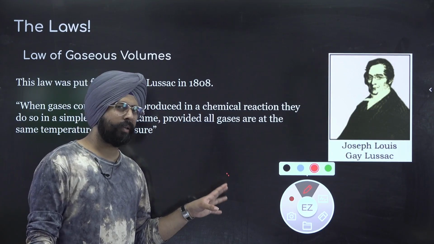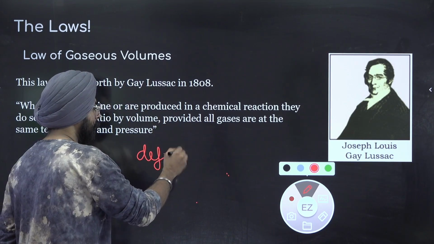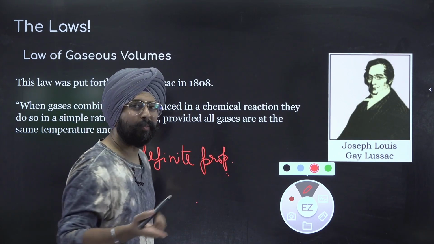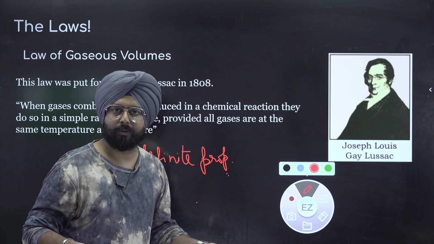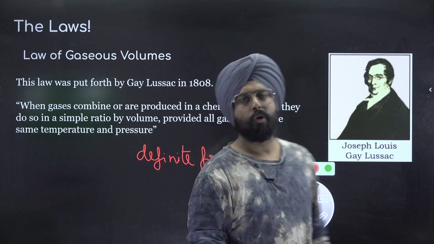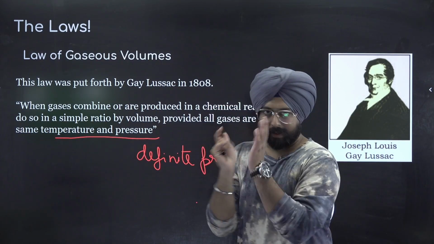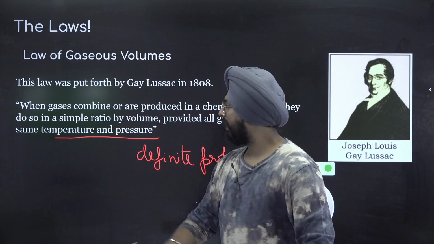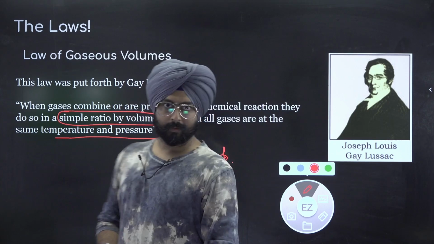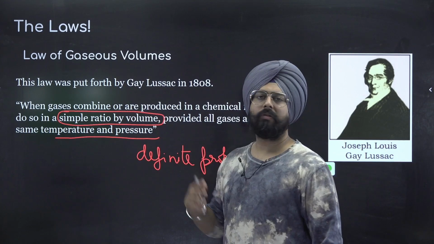Doesn't this look very familiar? Yeah. Law of definite proportions. No matter where I take water from, it will always combine in 1:8 ratio of weight. Over here, it's just saying the same thing in volume. If temperature and pressure is remaining same, if it's constant, then simple ratio by volume. This said simple ratio by weight. This is saying simple ratio by volume.